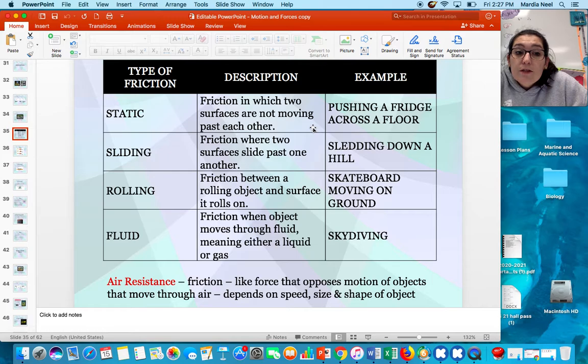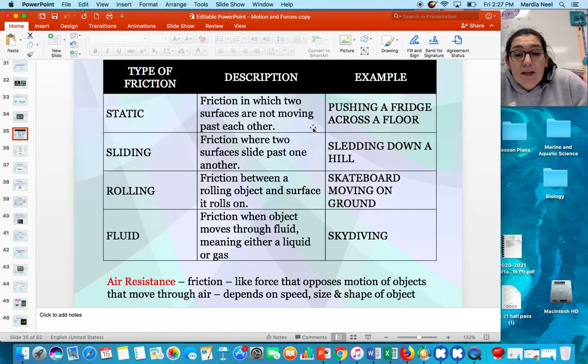Rolling friction. So rolling friction is between a rolling object and the surface it rolls on. Anything with wheels has rolling friction. Most of your cabinet drawers in your house function off of rolling friction. My wheelie chair I sit in, rolling friction. Skateboard on the ground, rolling friction. Tires on the ground, rolling friction.